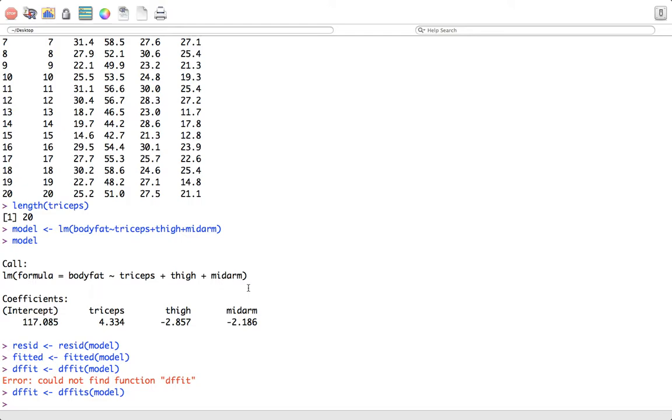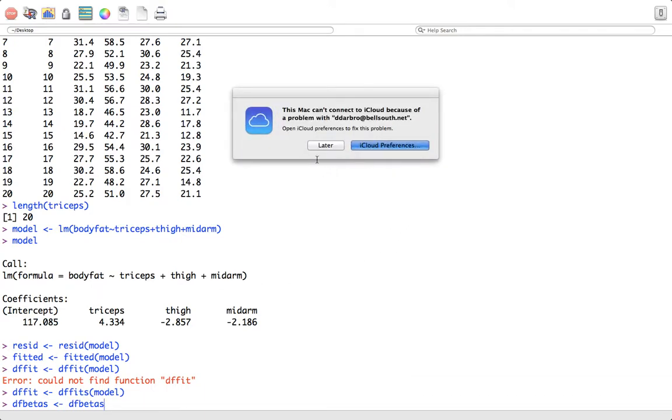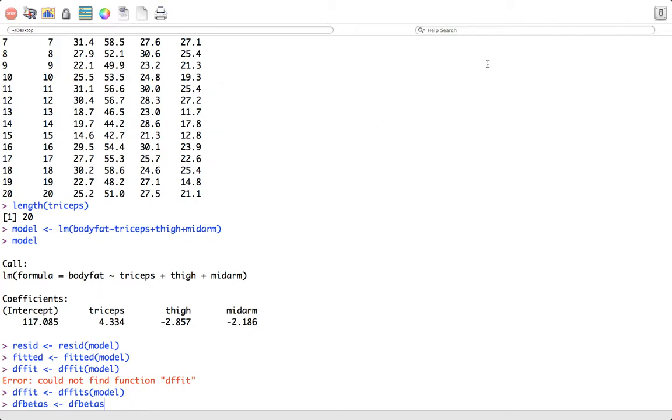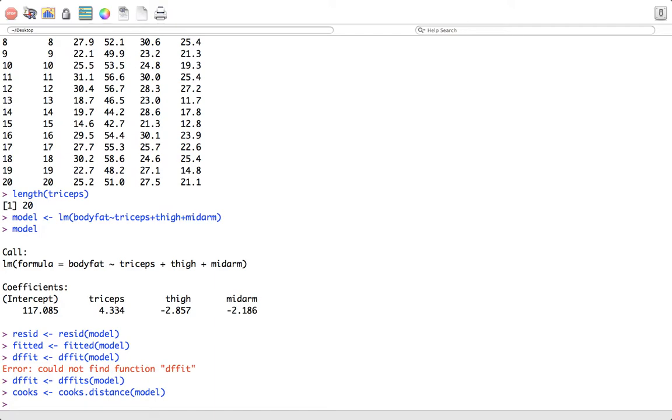The next thing I'd like to do is get my DFBETAS. And I can do that by, I'll tell you what, next thing we did was Cook's, wasn't it? So let's run Cook's distance of our model. The next thing I want to run are the DFBETAS.